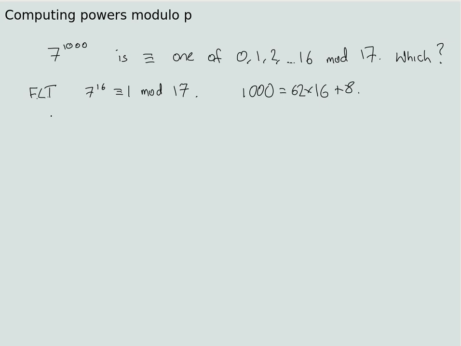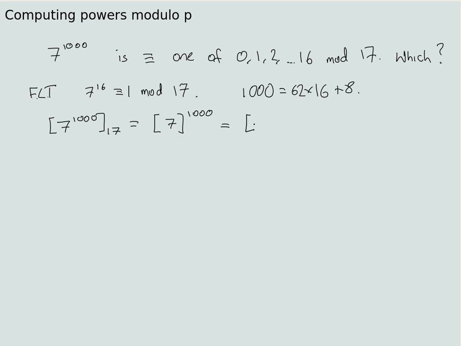So what can we get out of this? What we're really interested in is the equivalence class of 7 to the power 1000 under congruence modulo 17. And as usual, I'm going to drop those subscript 17s, working inside the group Z17 under multiplication, so Z17 cross.